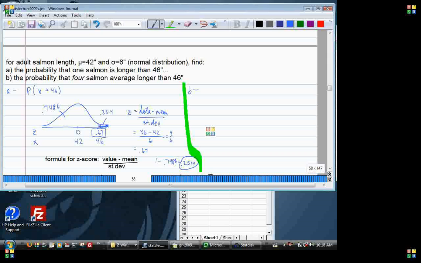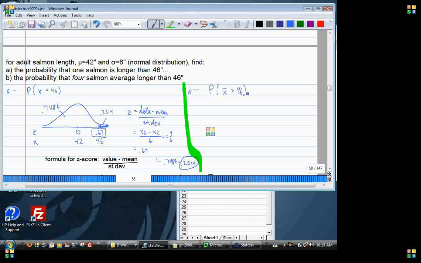So first of all, how do we write the question down in notation? Yes. This is going to be a question about X bar. So how do we write this down? We're still looking for probability, so you write P, but now what do we write? The probability that X bar is greater than 46. Does that make sense?